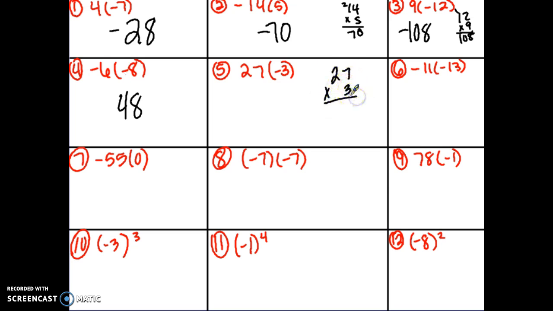27 times 3. 7 times 3 is 21. 2 times 3 is 6. Plus 2 is 8. My signs are different, so my answer is negative.